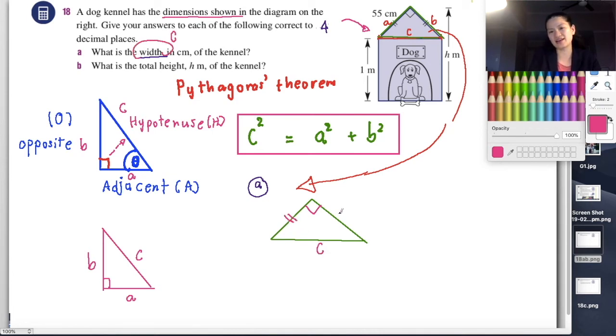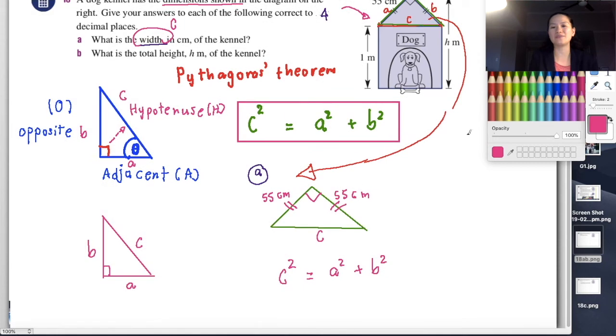Okay, so these lines are equal. That means 55 centimeters here and 55 centimeters here. So you just put it in our formula. C squared equals A squared plus B squared. So C squared equals 55 squared plus 55 squared. Can you see that? It looks like A, B here, and this one is C.